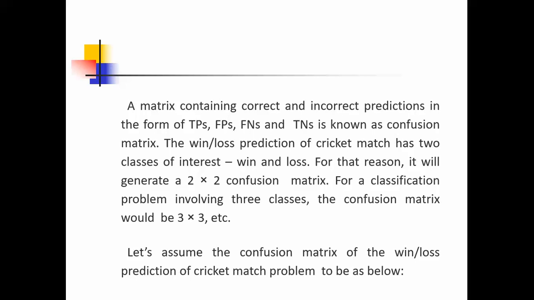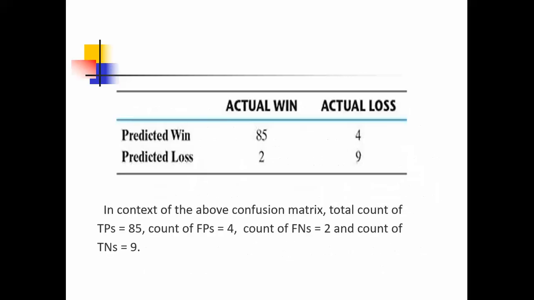Here I take win and loss prediction of a cricket match, which has two classes of interest, win and loss. For that reason it will generate a 2 cross 2 confusion matrix. So let us see, we are going to design a confusion matrix for the win or loss of a cricket match problem. Here this is the actual win, actual loss, and here the predicted win, predicted loss. Here is how the true positives, true negatives, false positives and false negatives are generated.